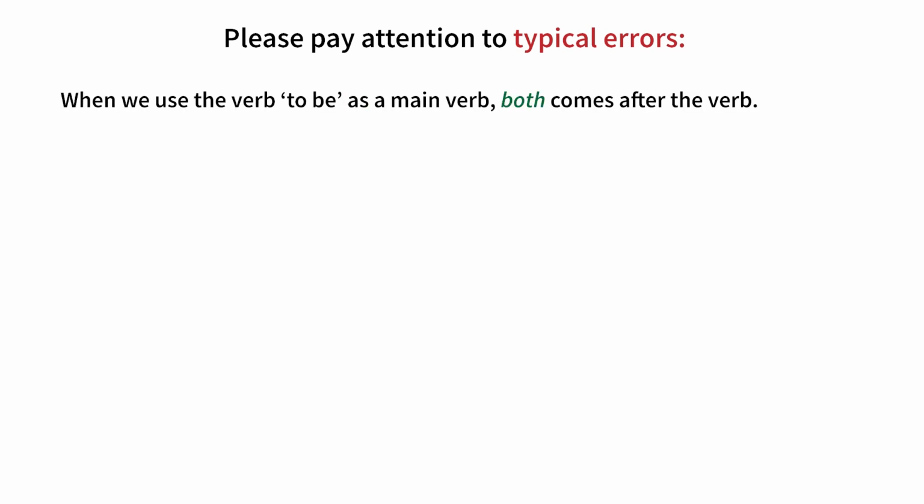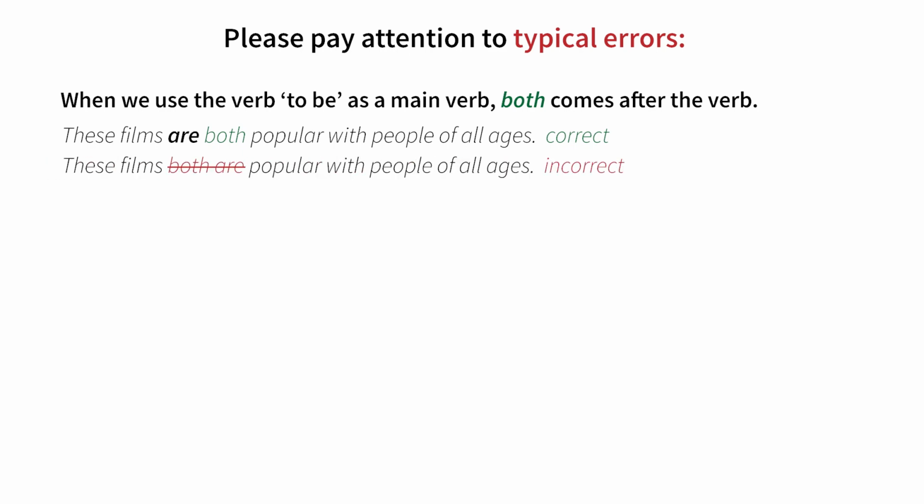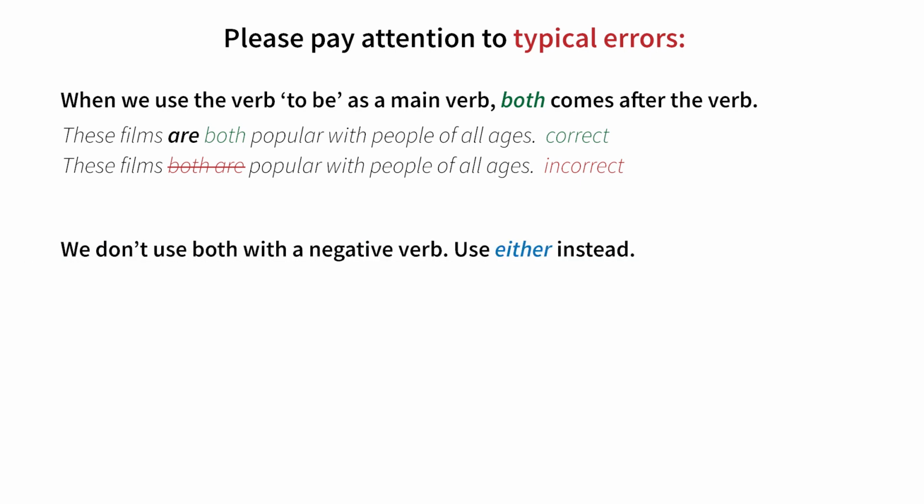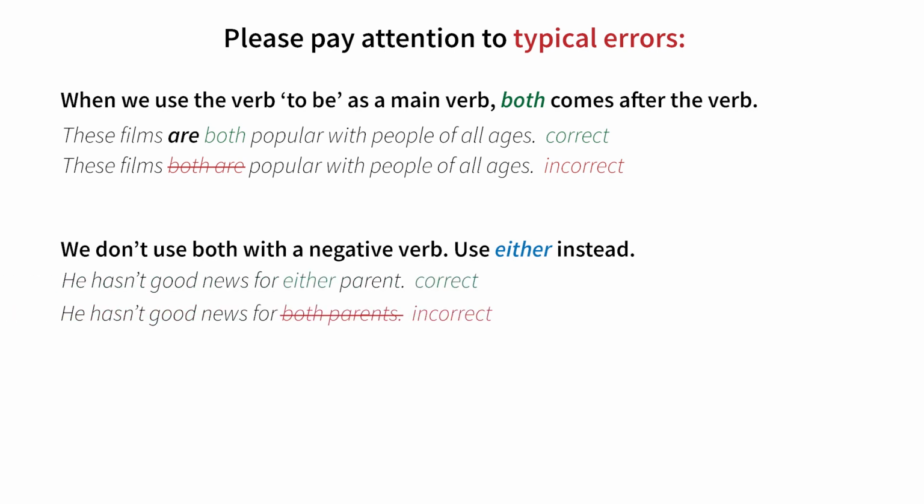When we use the verb to be as a main verb, both comes after the verb. These films are both popular with people of all ages. Correct. These films both are popular with people of all ages. Incorrect. We don't use both with a negative verb. Use either instead. He hasn't good news for either parent. Correct. He hasn't good news for both parents. Incorrect.